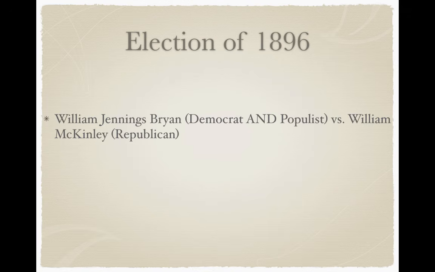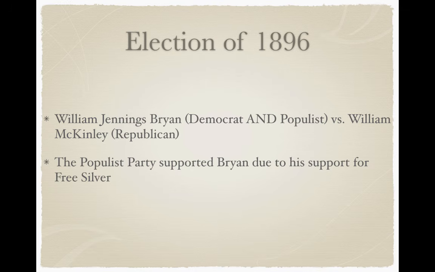Flash forward 4 years with William Jennings Bryan, who runs as a Democrat and gets the support of the Populists, and he's going up against William McKinley, who is a Republican. And the Populist Party supported Bryan due to his support for free silver, that introduction of silver at a 16-to-1 ratio with gold. William Jennings Bryan gives this very famous speech called the Cross of Gold speech.